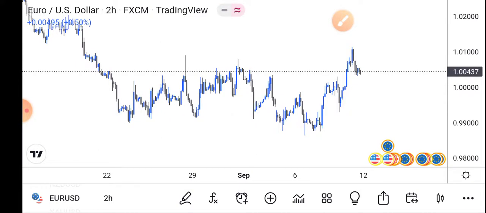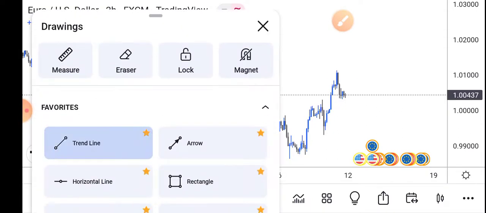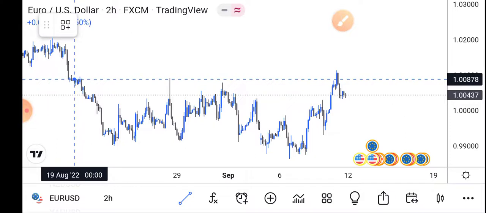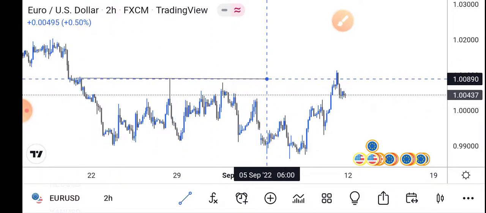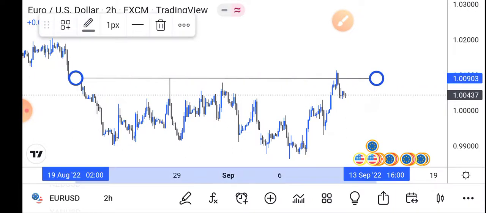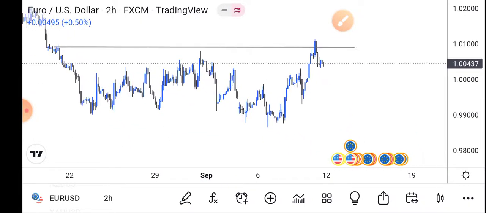So I would like to jump into this right away, and first I would like to draw a trend line. You can see that's a noticeable rejection by the market. So let me just put that in place. I'm going to use that to explain it later.